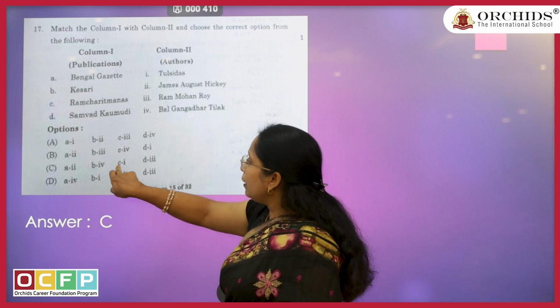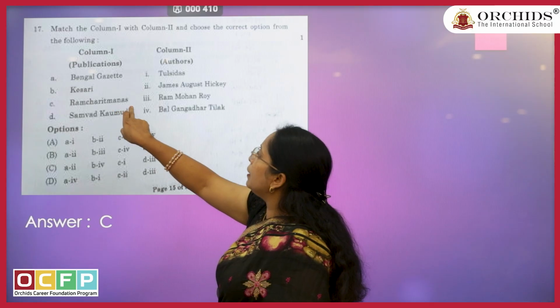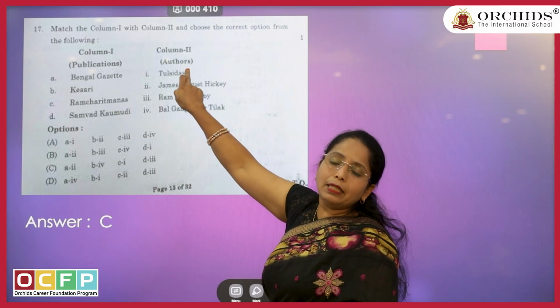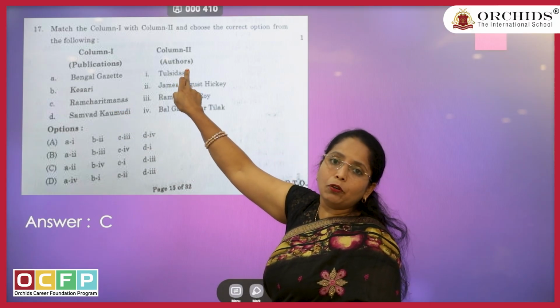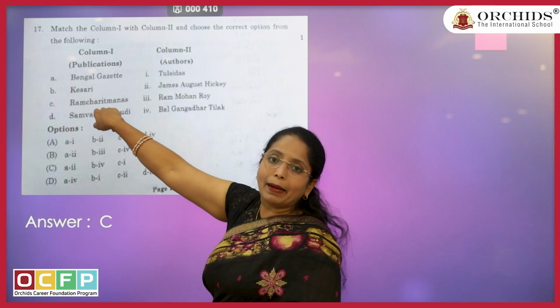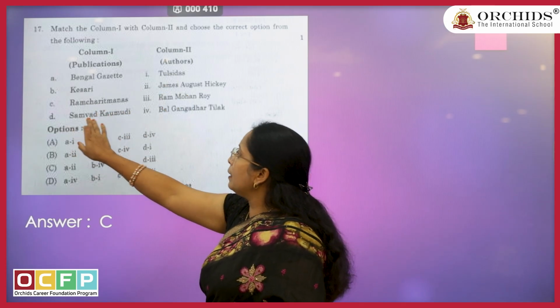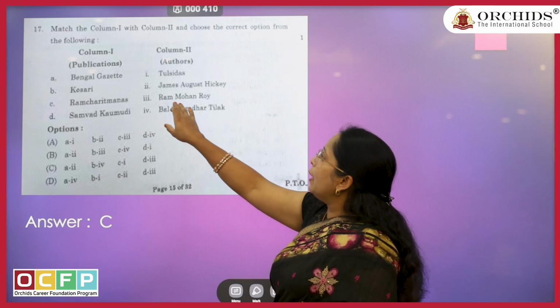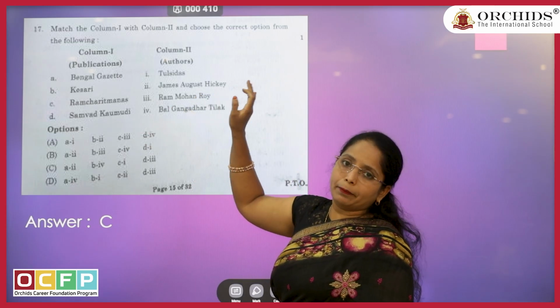Then C is the one, meaning Ramacharitra Manasa. It was written by Tulsidas. Very common question and common answer also. Tulsidas has written the Ramayana or Ramacharitra Manasa. Then Samvad Comedy was by Ram Mohan Roy.